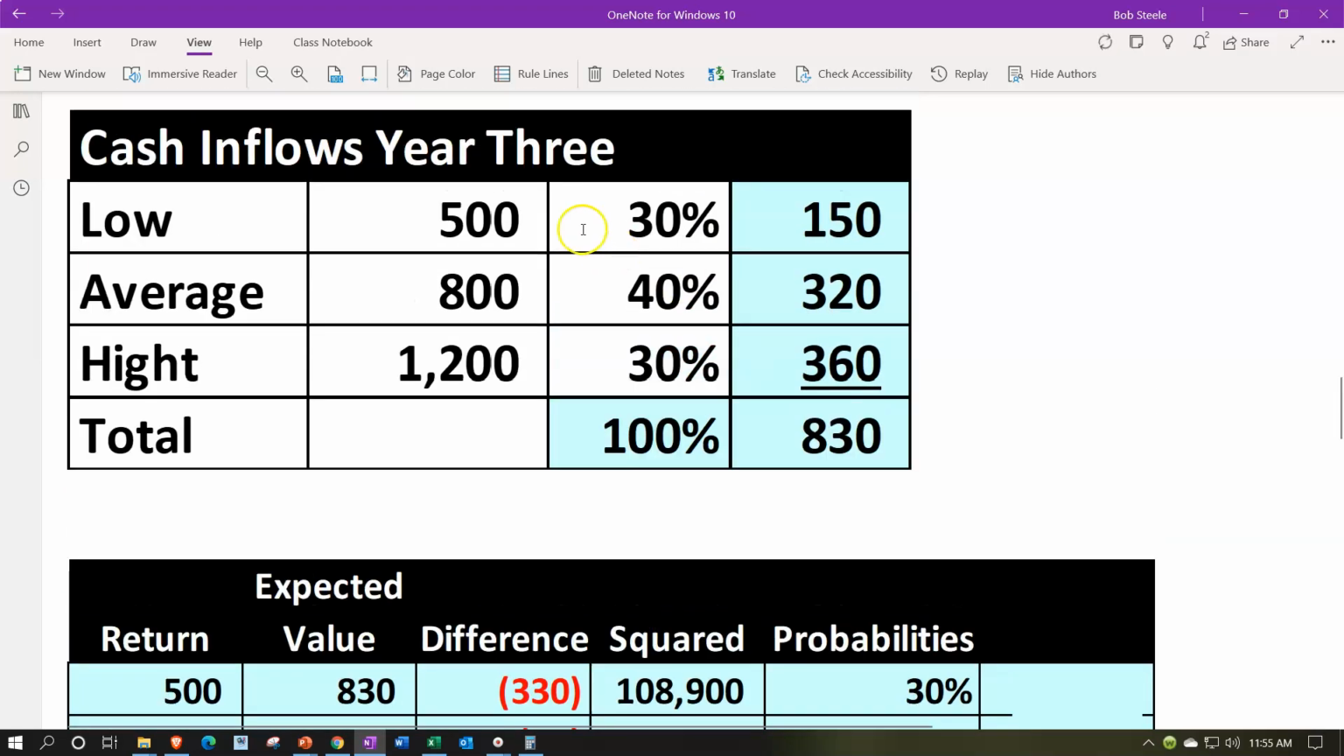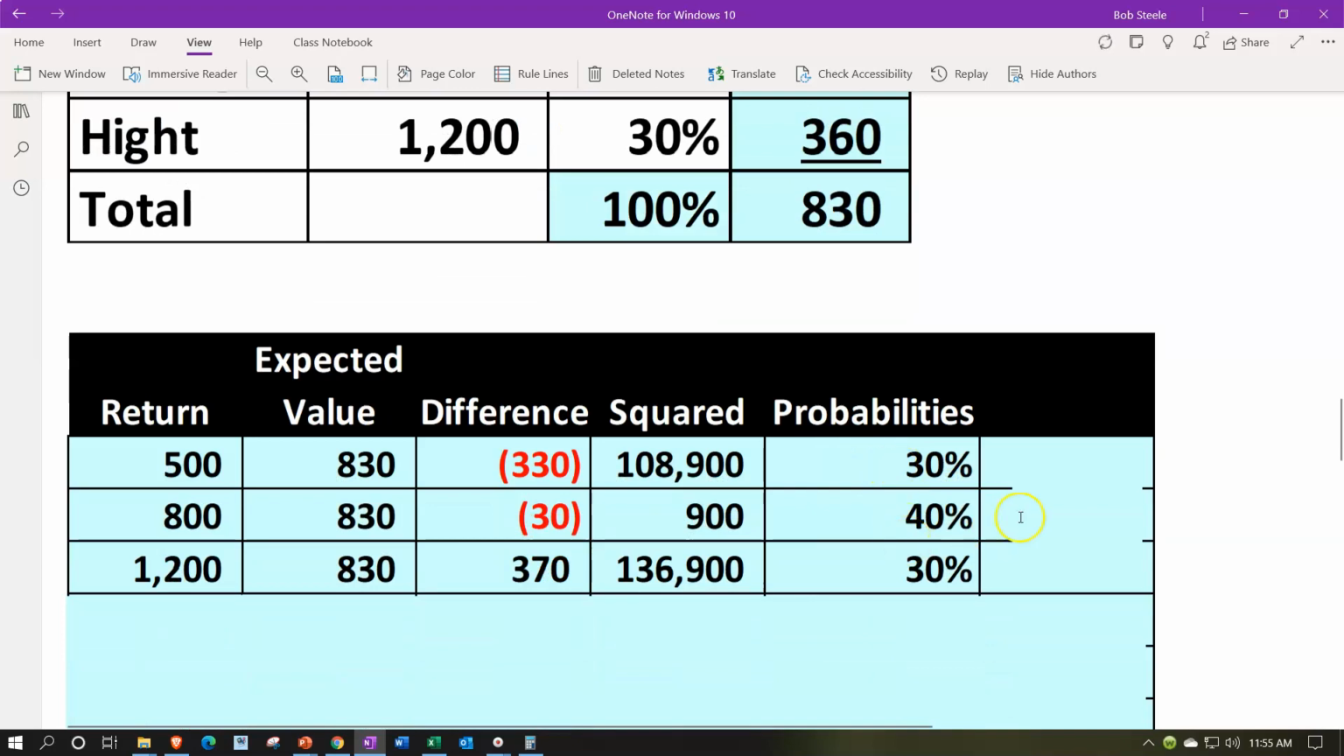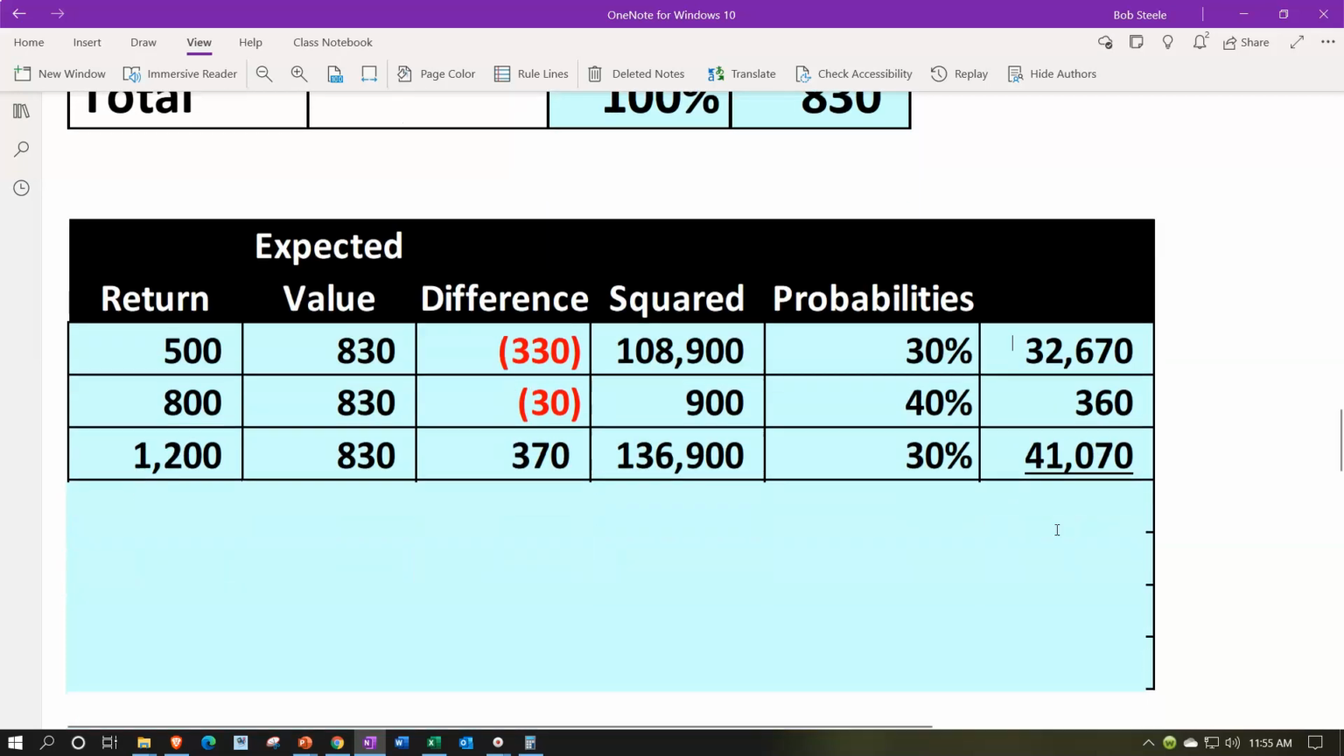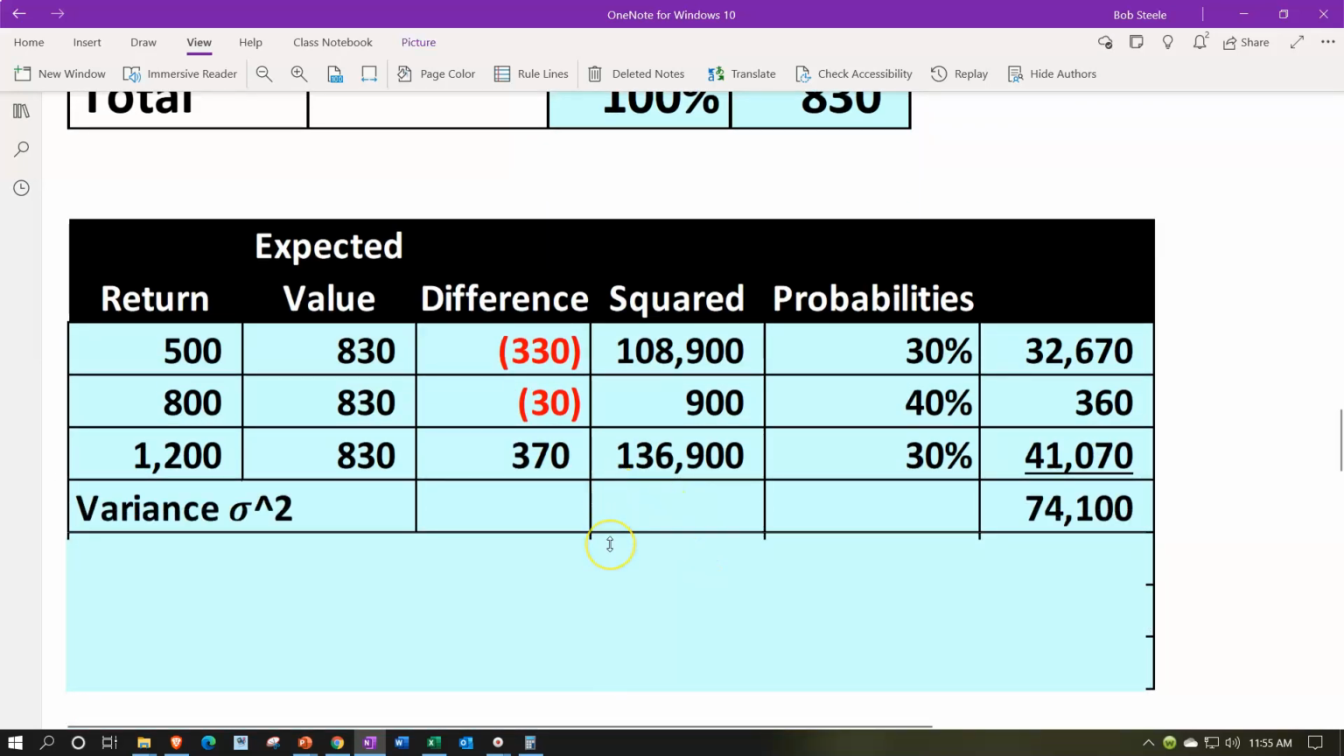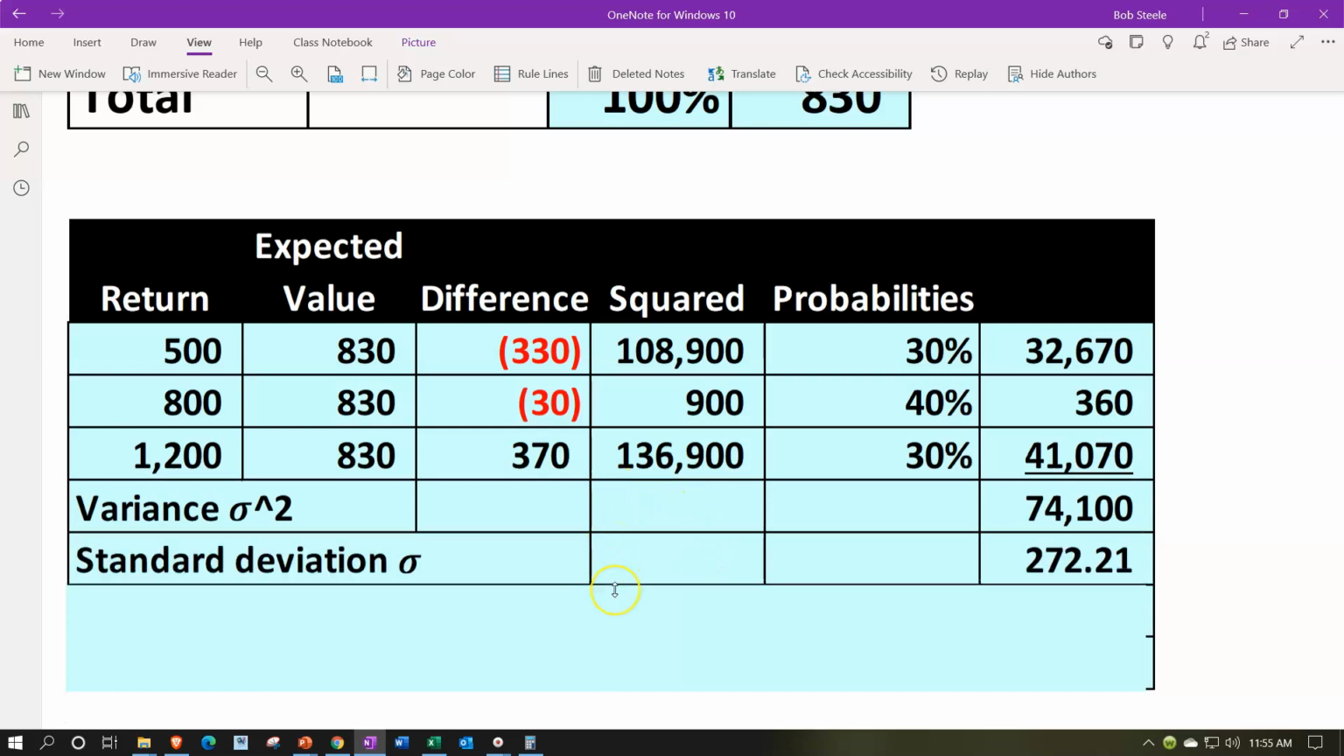Applying then the probabilities at the 30, 40, 30, gives us then 108,900 times 30%, 32,670, 900 times 40%, the 360, 136,900 times the 30%, the 41,070. Adding those up gives us the variance, the 74,100.